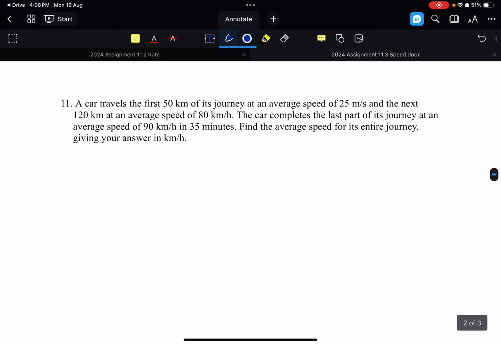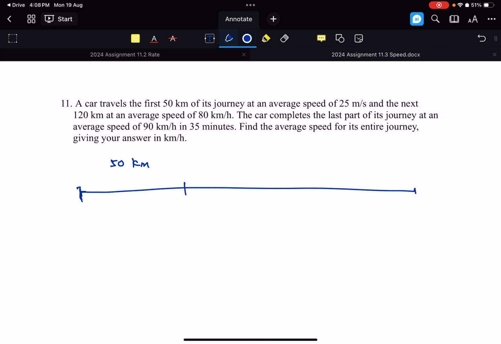Next one, we have a car travel the first 50 kilometers of its journey at average speed of 25, and the next 120. So same thing, right? I can just sketch a diagram, right? So down here, we have 50 kilometers here, and the average speed is 25 meters per second. And then for the second half of the journey, which is 120 kilometers, it goes 80 kilometers per hour. Let's put it back, per hour.